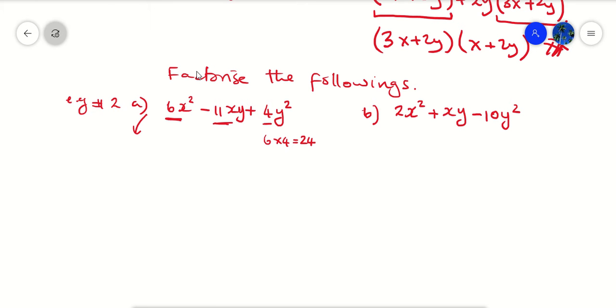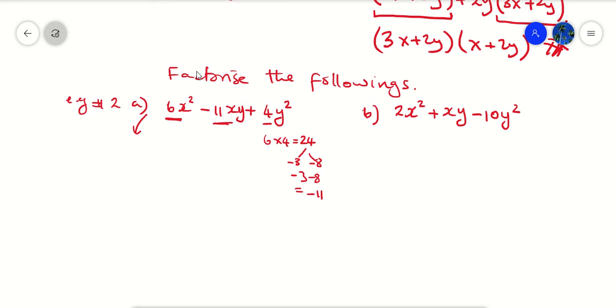6 and 4 don't give me negative 11, but I know 24 is 3 times 8. If I put negative on 3 and negative on 8 and add them, minus 3 minus 8 will give me minus 11. So I know I can use the factors 3 and 8 to do this.